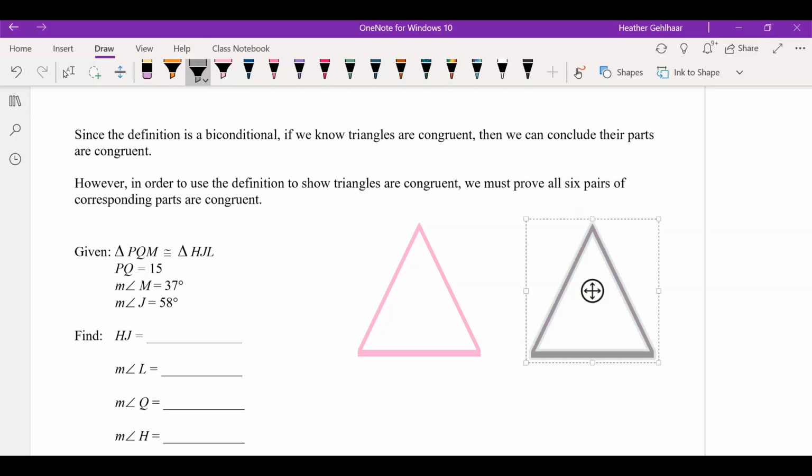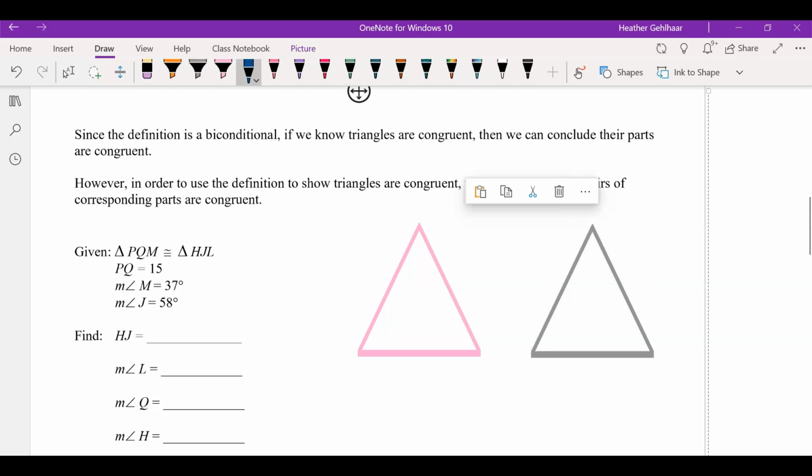All right, and I'm going to make that one gray. Okay, perfect. So we have two triangles. We are given that triangle PMQ is congruent to triangle HJL. We know that PQ is 5. The measure of angle M is 37, and the measure of angle J is 58.